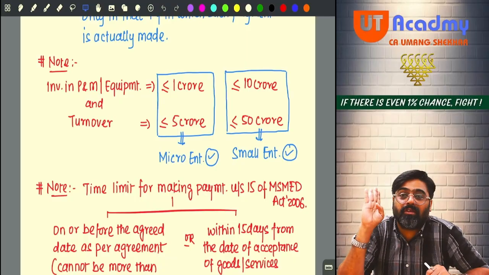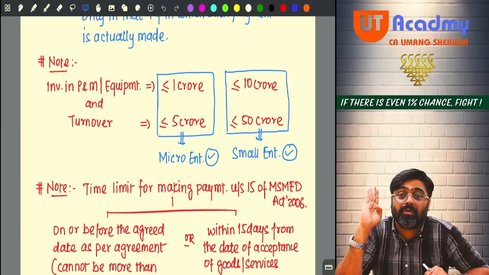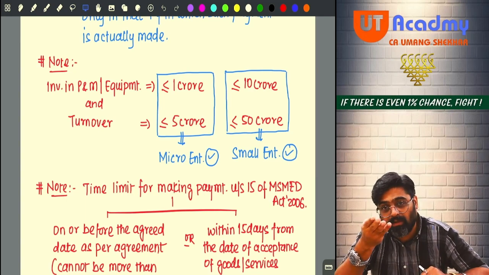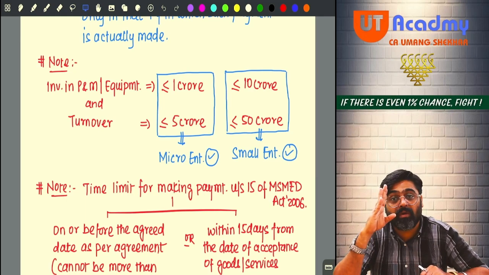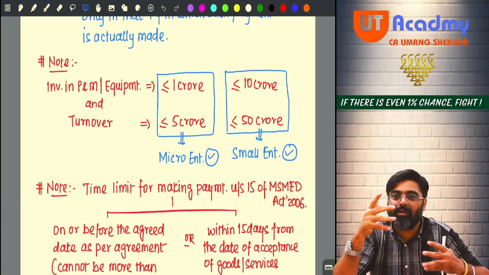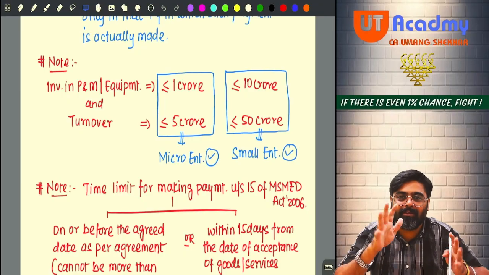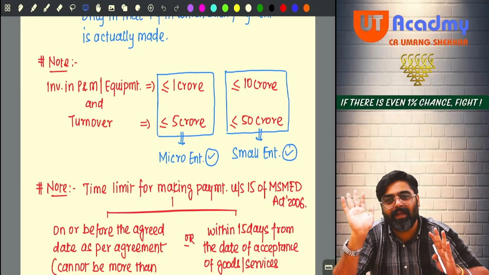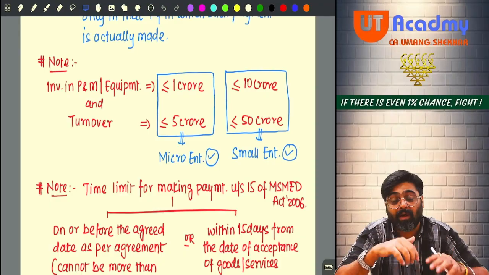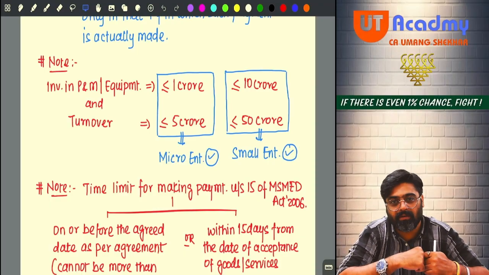So, 2006, this law was made. Just imagine, only last year this amendment has come. This amendment should have come long back. But the government was not listening to anything, was not seeing anything. But now there was a lot of pressure.